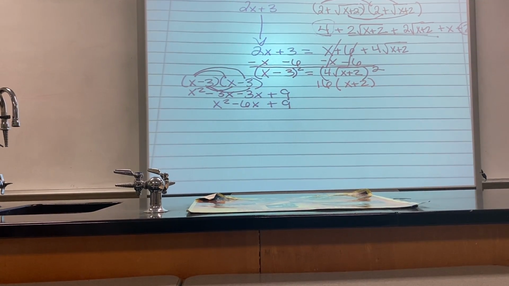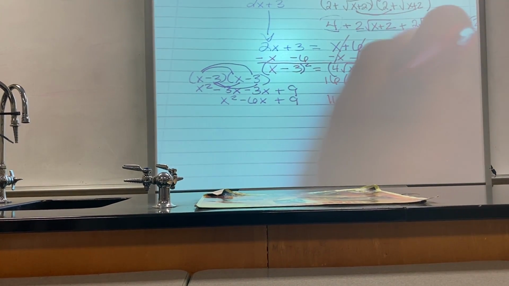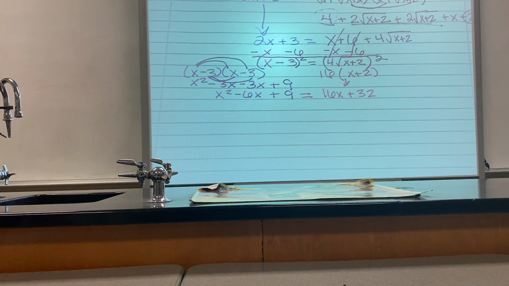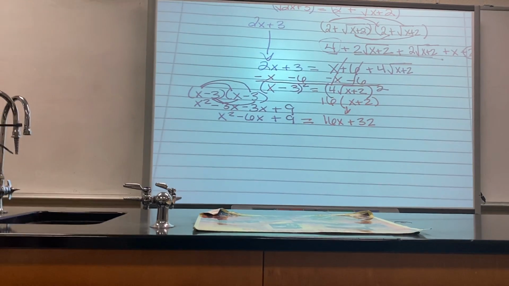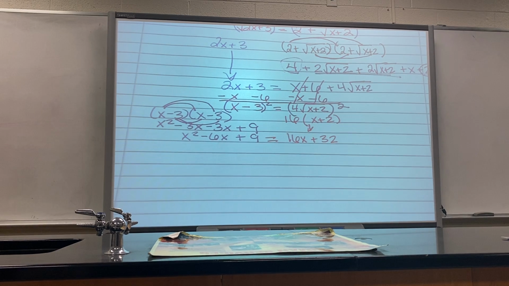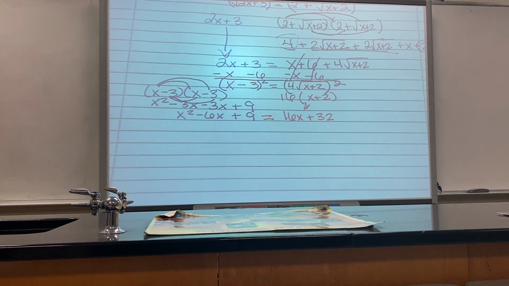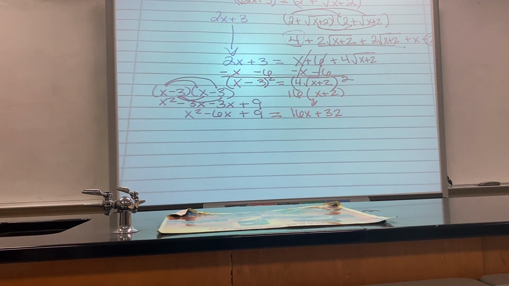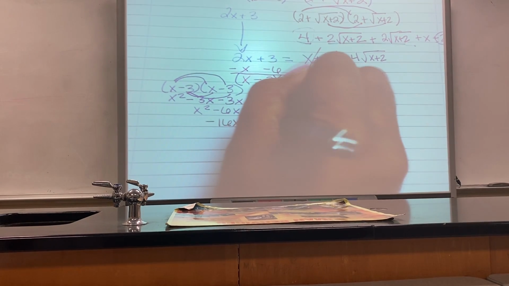Then I actually need to multiply the 16. So it becomes 16x plus 32. Questions so far? We're about 75% of the way. So now, I need to set it equal to 0 so I can solve. So I'm gonna subtract 16x, subtract 32.